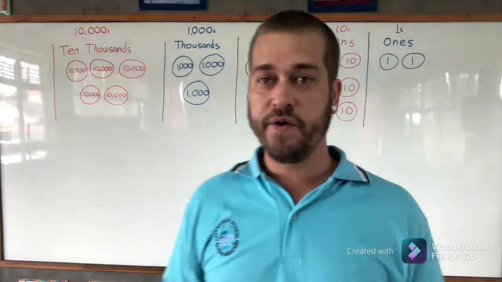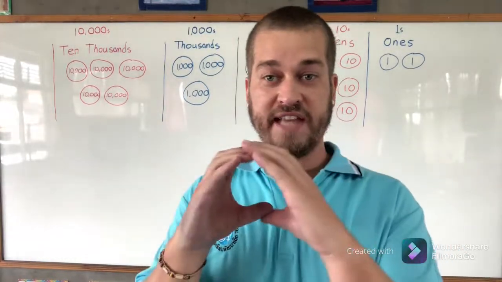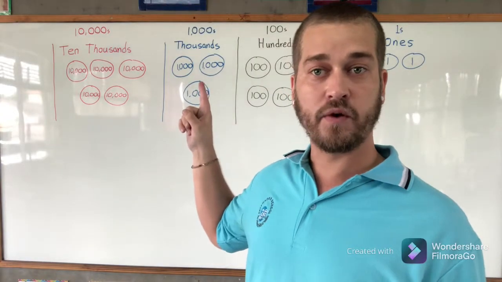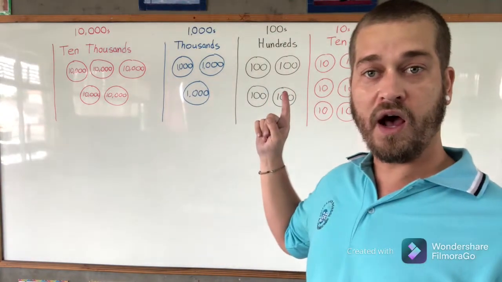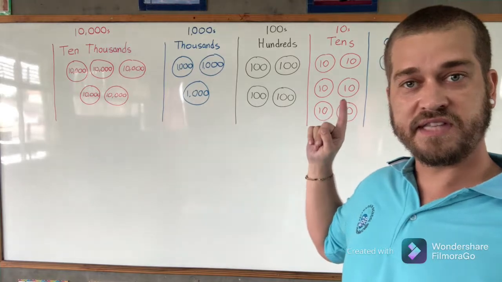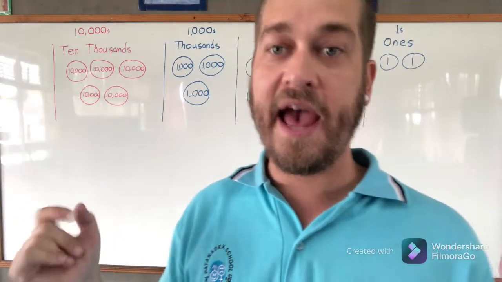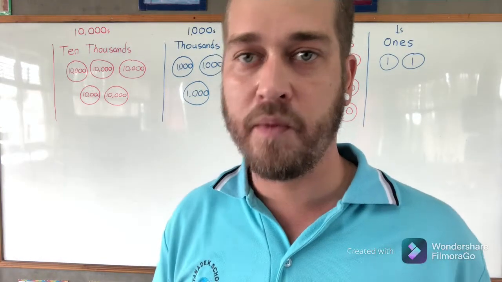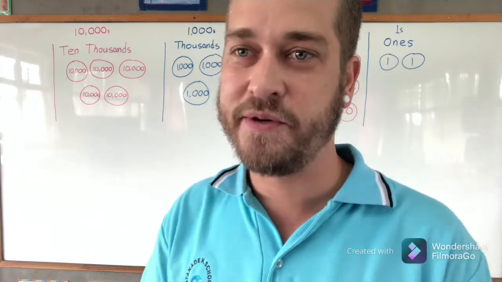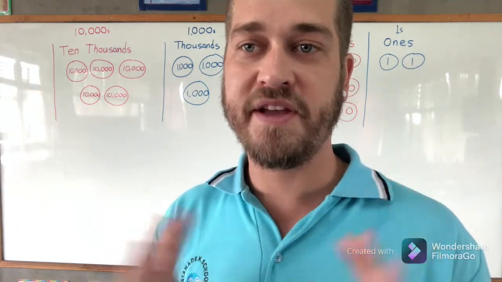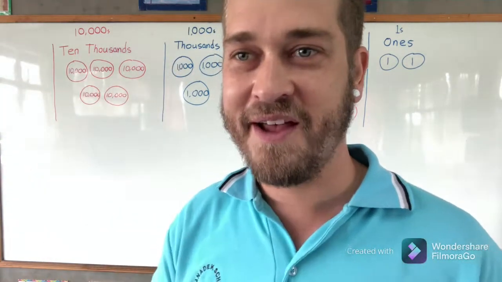Guys, what we're going to do is we're going to be given 10,000 coins, 1,000 coins, 100 coins, 10s coins, and 1s coins. And from these coins, we're going to add them all together to see what number we get. You guys have seen this before, so it shouldn't be too difficult, but I will go through slowly to make sure that you remember, okay?